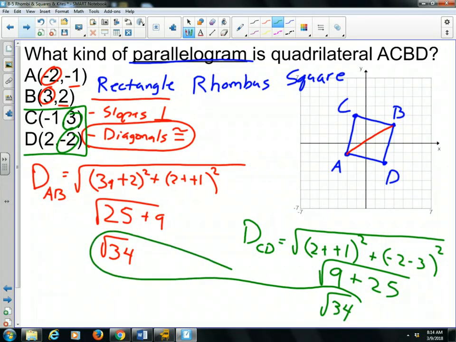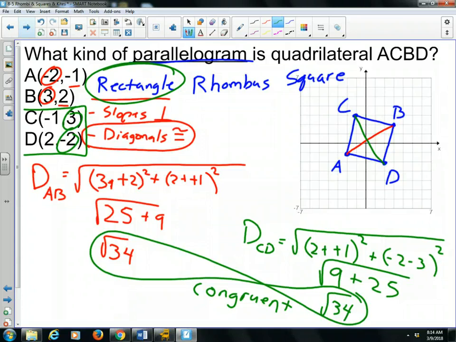What do you notice, class? The distances are congruent for the diagonals. If the diagonals are a congruent distance, now we can say this thing is a rectangle. This figure is a rectangle. That doesn't mean it's a rhombus, it doesn't mean it's a square, but we at least know that it's a rectangle. All right, now that we know it's a rectangle, let's see if this thing is a rhombus.